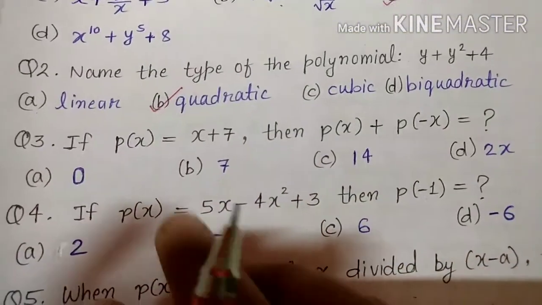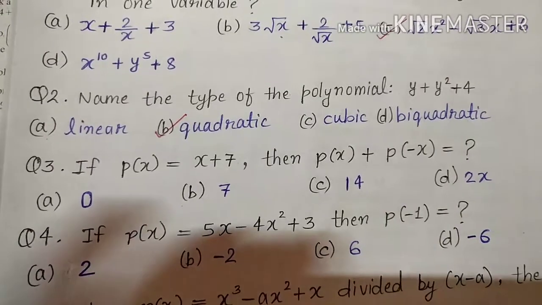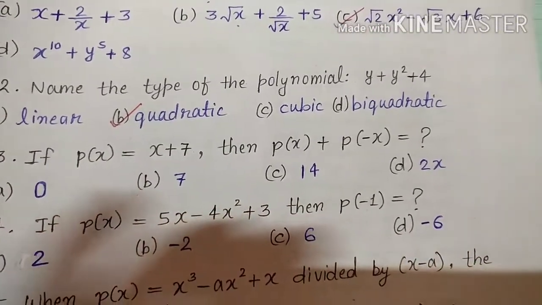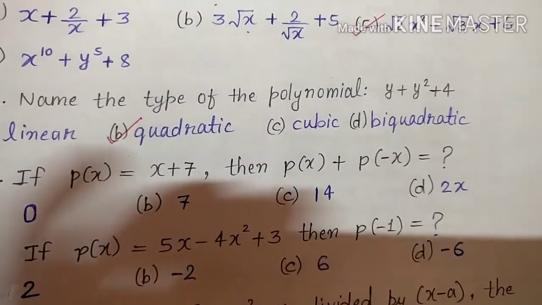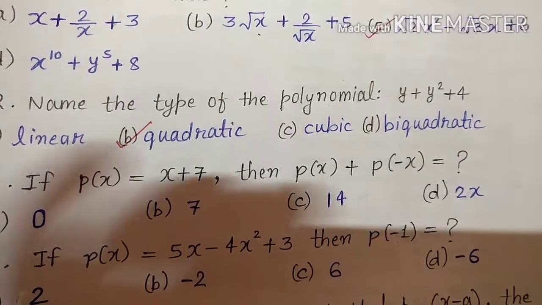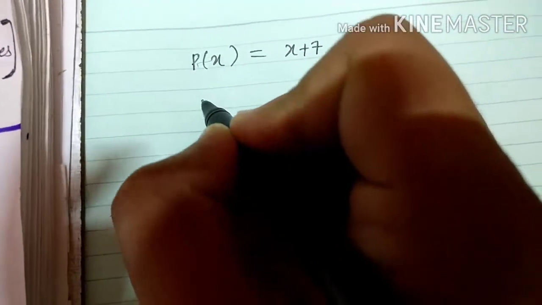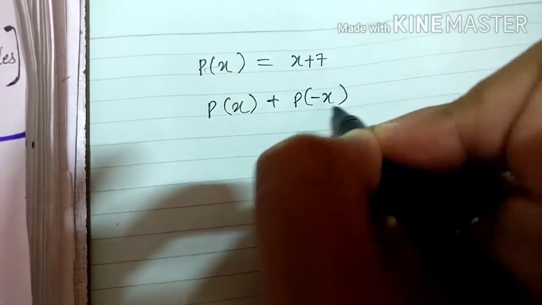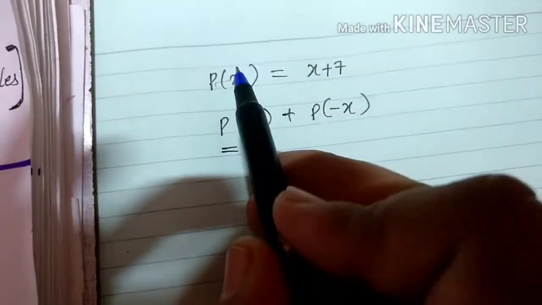Now move to the third question. If p(x) equals x plus 7, just pay attention. If p(x) equals x plus 7, then p(x) plus p(minus x) equals what? So let's solve this question. What is given? p(x) is given as x plus 7. We can write it here. And they ask us to find the value of p(x) plus p(minus x). Just check properly here: p(x) is given as x plus 7.